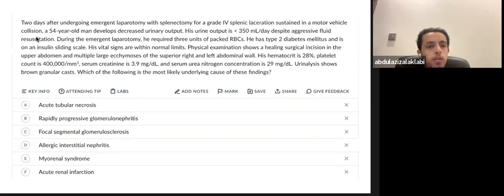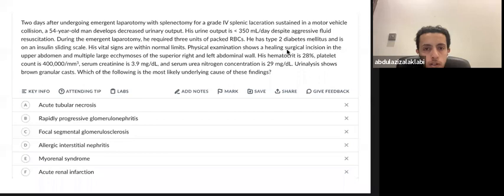Okay. So the second question. Two days after an emergency laparotomy with a splenectomy for a grade 4 splenic laceration sustained in a motor vehicle collision, a 55-year-old man develops decreased urine output. His urine output is less than 350 a day, despite aggressive fluid resuscitation. During the emergent laparotomy, he required 3 units of packed RBCs. He has type 2 diabetes and is on an insulin sliding scale. His vital signs are within normal limits.